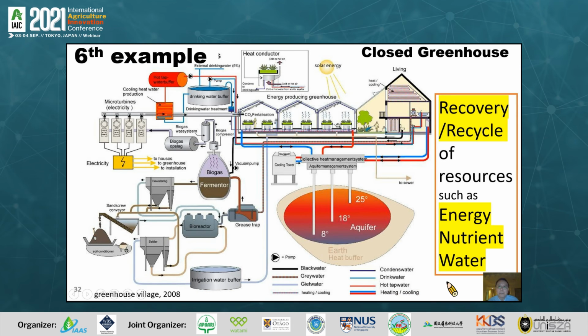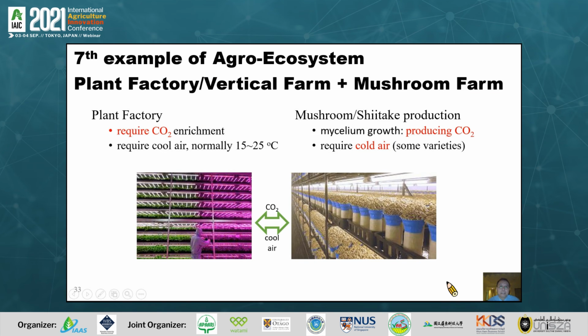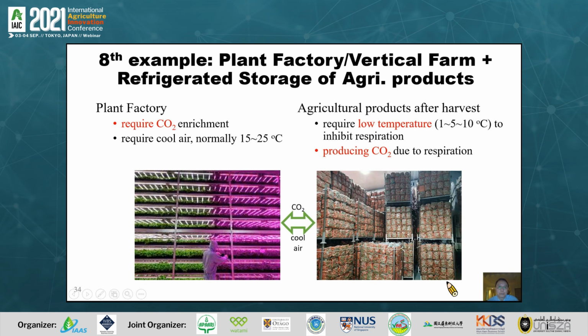The sixth example is the closed greenhouse, where we can recover resources such as energy, nutrients, and water. The seventh example is the integration of a plant factory, or we say vertical farm, with a mushroom farm. A plant factory requires CO2 enrichment, and mushroom production produces CO2. And both systems require cold air, so the air can be exchanged.